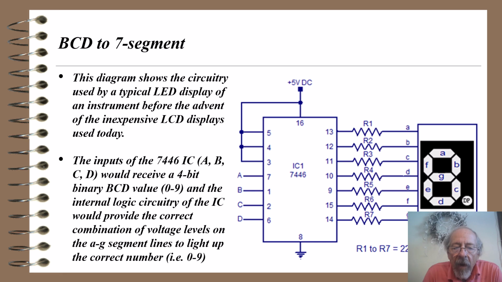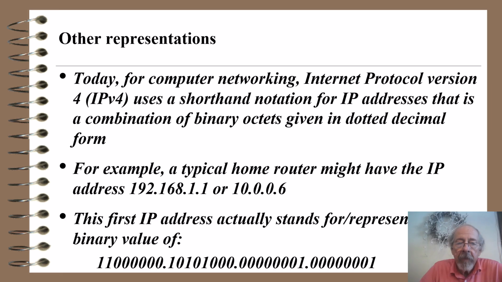So it turns out that I would put inputs into the 7446, and the bullet on the left shows the inputs of the 7446 IC. A, B, C, and D would receive a 4-bit binary BCD value, which means it goes from 0 to 9, and the internal logic circuitry of the IC would provide the correct combination of voltage levels on the A to G segment lines to light up the correct number, and that correct number would have to be from 0 to 9.